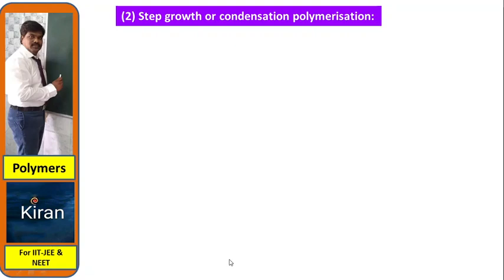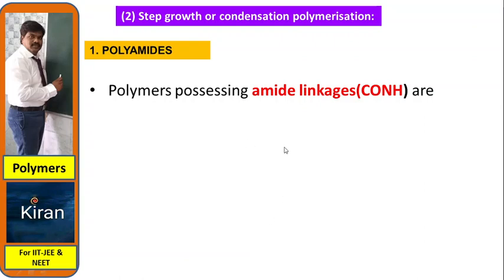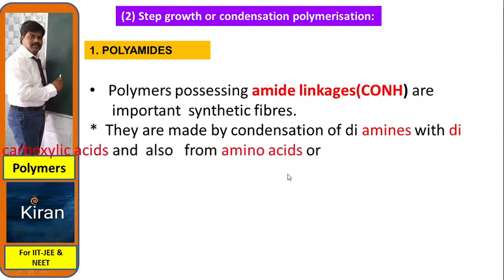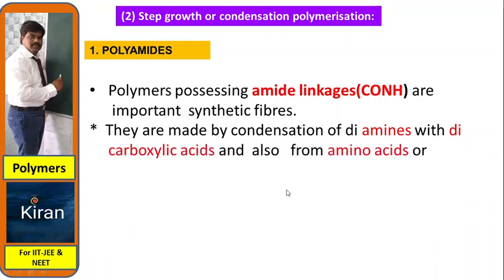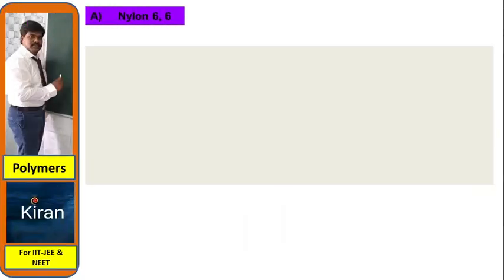Step growth polymerization or condensation polymerization: the first one is polyamides, the polymers possessing amide linkage, CONH linkage, which are important synthetic fibers. They are made by condensation of diamine with dicarboxylic acid, and also from amino acids or caprolactams. The cyclic amide is another name for caprolactam. Amine is different, amide is different. Amine means only NH2; CO with NH2 is amide.